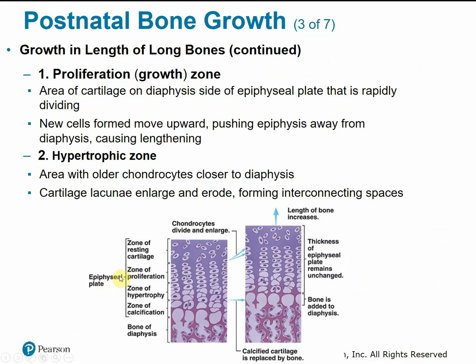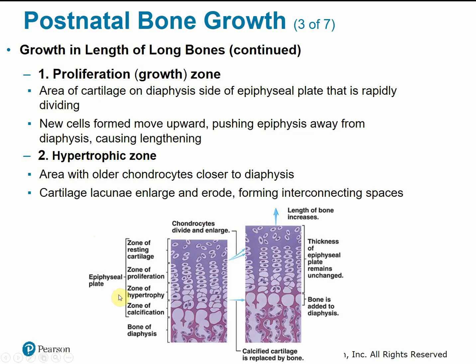Again, so the proliferation zone, so proliferating means dividing and growing. So we have rapidly dividing cartilage cells. So just like with the epidermis, older cells will be pushed toward the surface or moved upward. So as new cells are formed, they're going to be pushed upward and push that epiphysis away from the diaphysis, resulting in a lengthening of the bone.